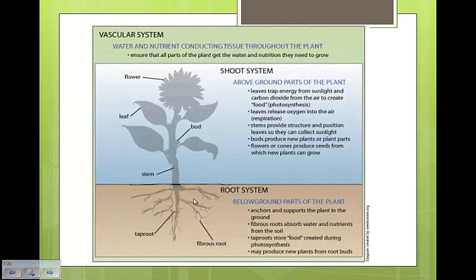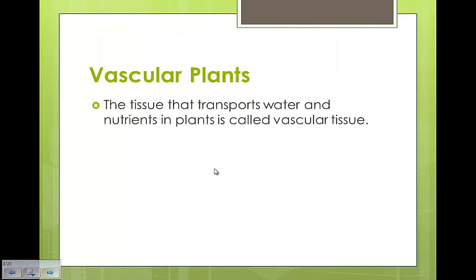So you have your stems, your leaves, your flowers, buds, all of those are your above ground. That's your shoot system. And then the roots, you can either have a taproot or you can have fibrous roots here. We'll look at that in just a minute. But you can see they have this vascular system. All right, so vascular plants, remember the tracheophytes, they transport water and nutrients.